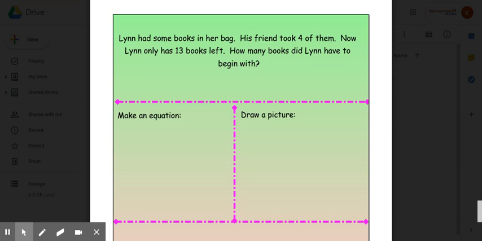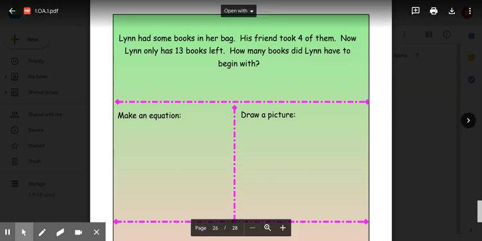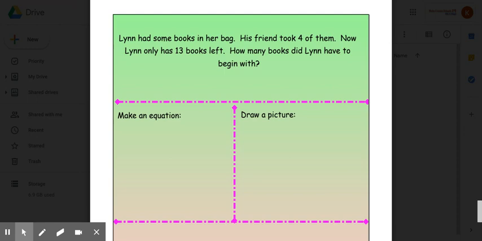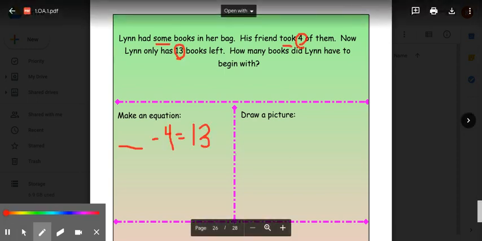When I pause the video, I want you to reread the story problem to yourself and then make an equation to match. Ready? Pause. Okay, if your equation looks like mine, you are correct. Lynn had some books in her bag. Some. I don't know how many because it doesn't give me a number. That part is unknown.